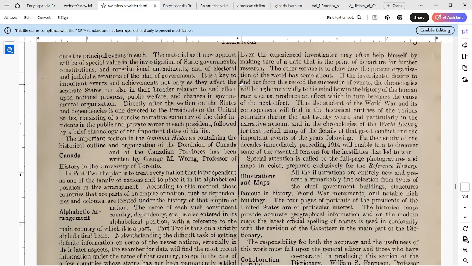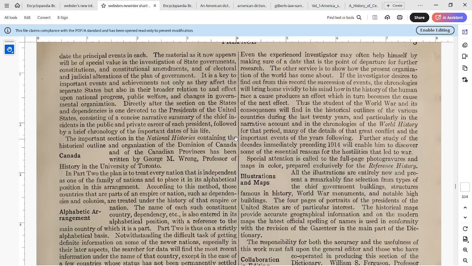Directly after the section on the states and dependencies is one devoted to the Presidents of the United States, consisting of a concise narrative summary of the chief incidents in the public and private career of each president, followed by a brief chronology of the important dates of his life.